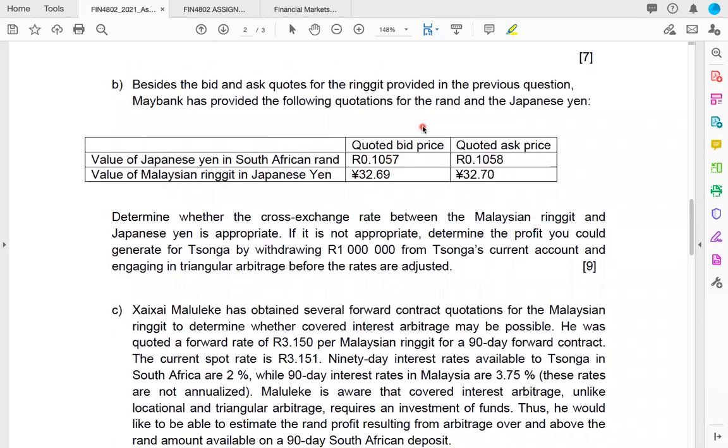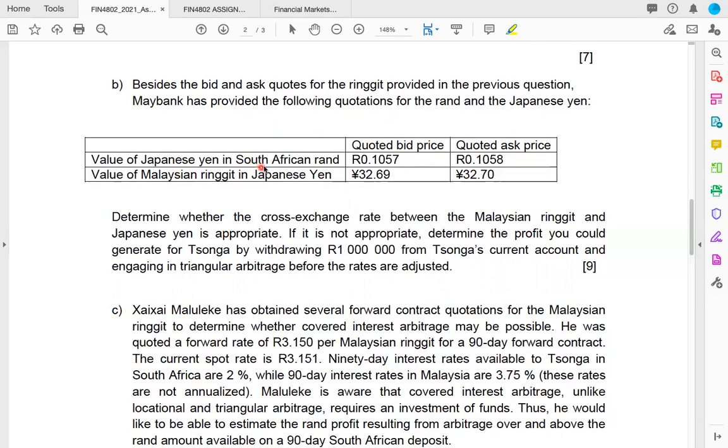Okay. Next, let's look at question B. Question B says, besides the bid-ask quotes for the ringgit provided in the previous question, Maybank has provided the following quotations for the rand and the Japanese yen. So let's just make sense of this information.